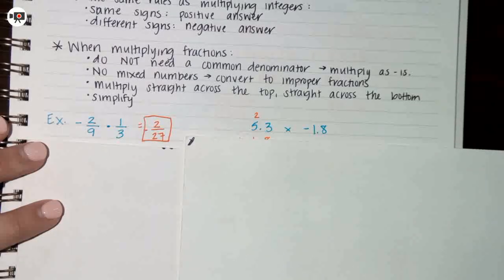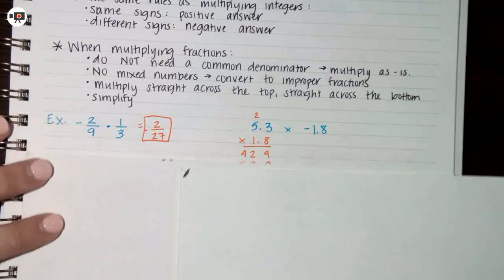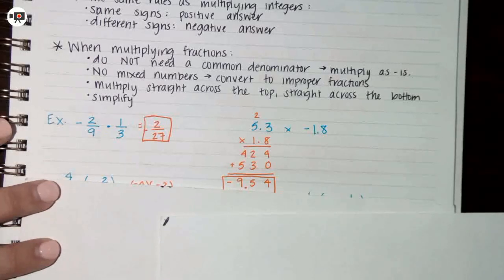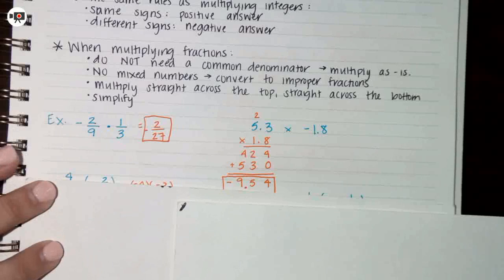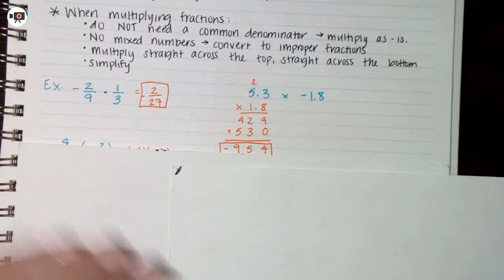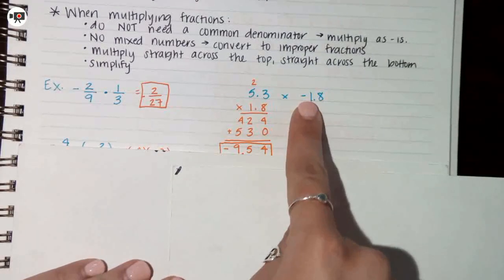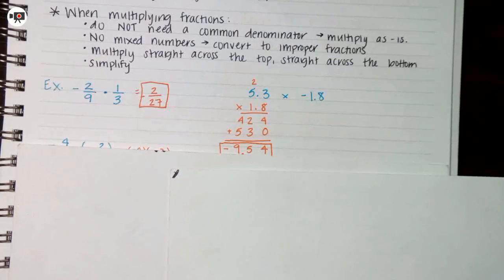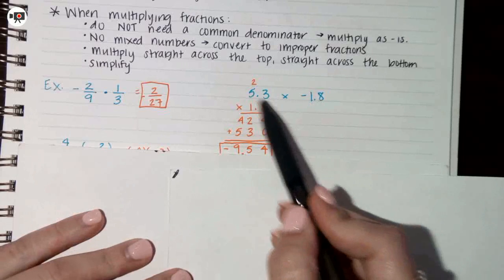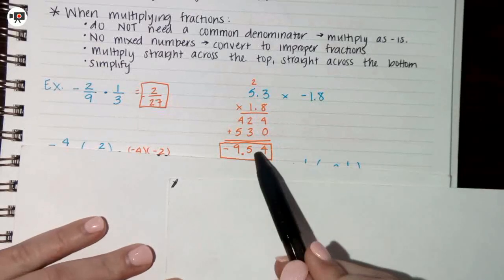Now for negative 5.3 times 1.8, we're going to multiply that to get negative 9.54. And it's negative because we had one negative. With the decimal place, I count how many decimal places I had from each and add them together. So I had 1 and 1, so I move my decimal twice.